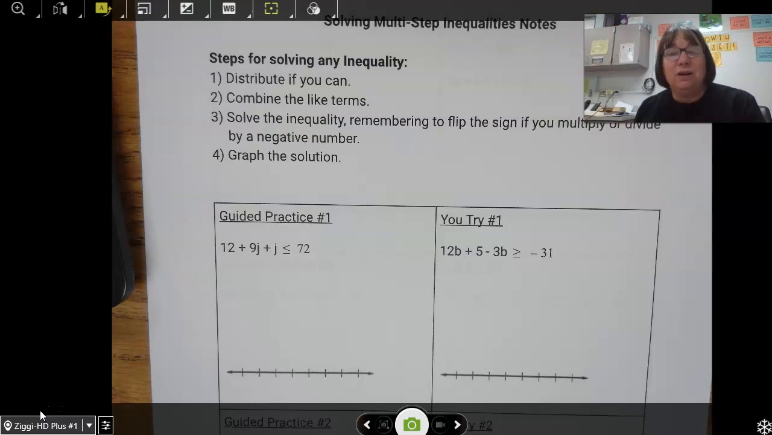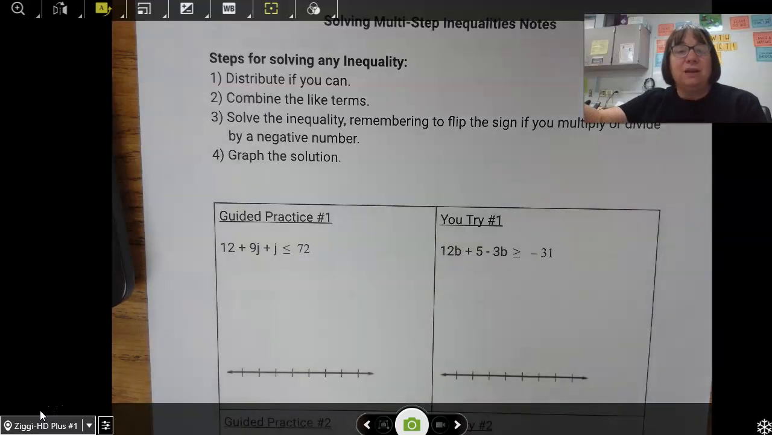So the steps for solving inequalities are much like the steps we used when we solved multi-step equations. We're going to use the distributive property, then combine like terms, solve the inequality, remembering to flip the sign if you multiply or divide by a negative number, and graph your solution.